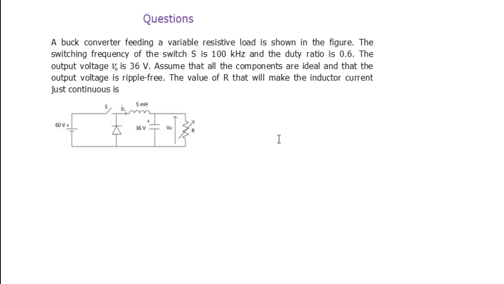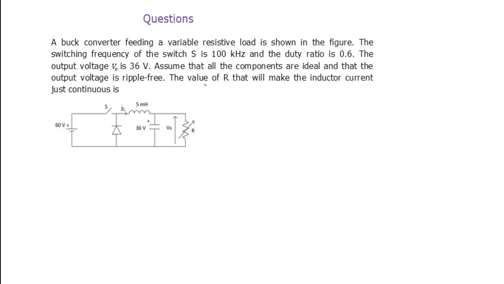Next one, a buck converter. Already the converter name is given. Feeding a variable resistive load as shown in the figure. The switching frequency of the switch S is 100 kHz and the duty ratio is 0.6. The output voltage V0 is 36 volts. Assume that all components are ideal and the output voltage is ripple free. The value of R that will make the inductor current just continuous. So that's what we need to calculate.